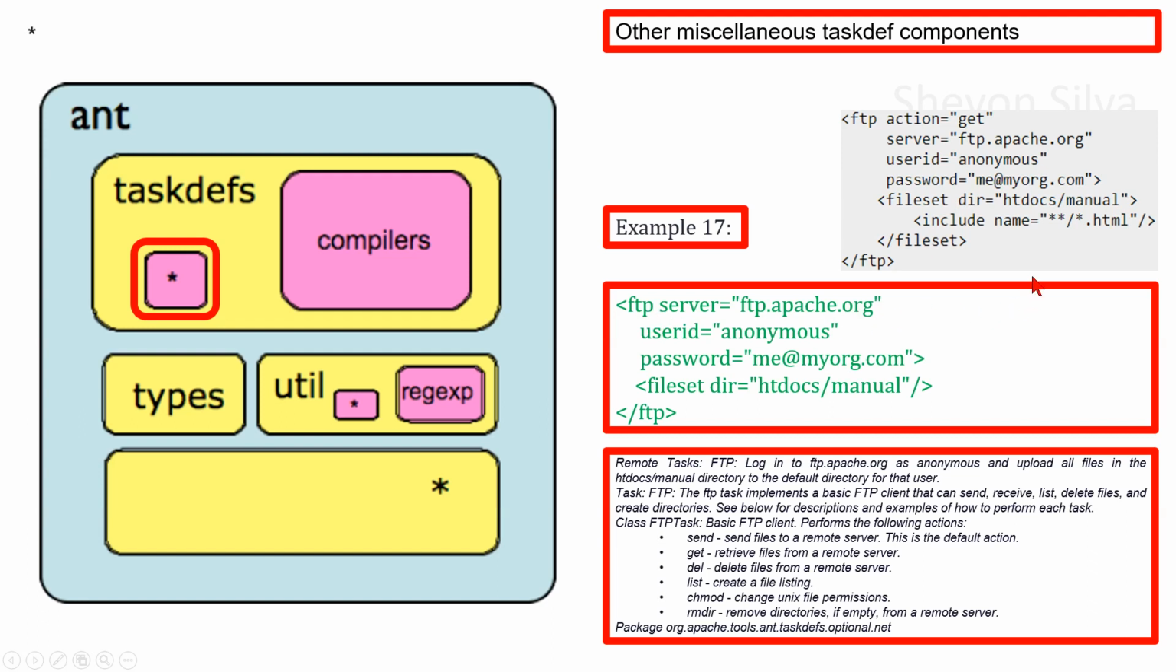Here you can consider getting files. Getting files from an FTP server works pretty much the same way as sending them does. The only difference is that the nested filesets use the remotedir attribute as the base directory for the files on the FTP server, and the dir attribute as the local directory to put the files into. The file structure from the FTP site is perceived on the local machine.